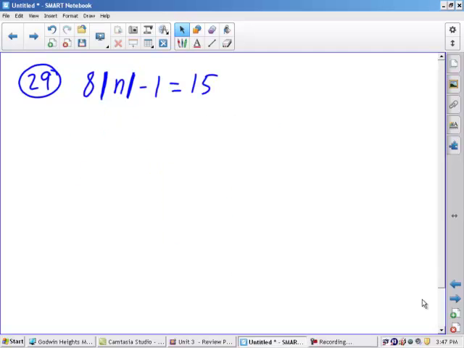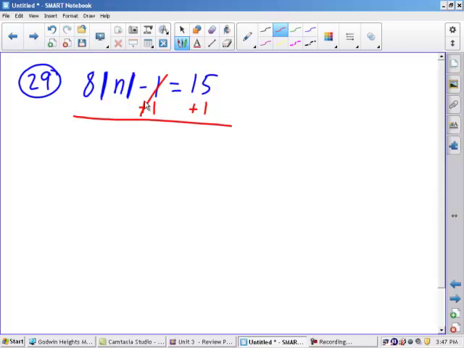Number 29 asks us to find what the solutions are and to also graph it. And what I need to do first of all is I need to realize it's an absolute value equation. And I need to move everything over that I possibly can and try to get just an absolute value all by itself. So I get 8 times the absolute value of n equals 16. A little bit better. I then see 8 times the absolute value of n, so I need to divide by 8 on both sides. I then get this to cross out. I get absolute value of n equals 2.